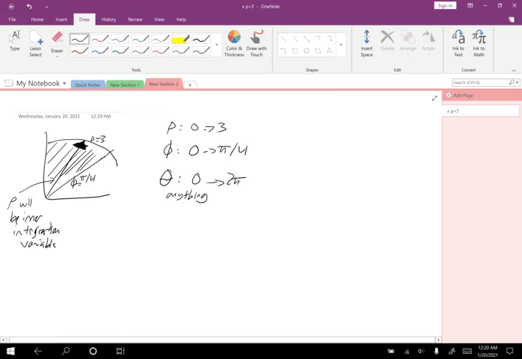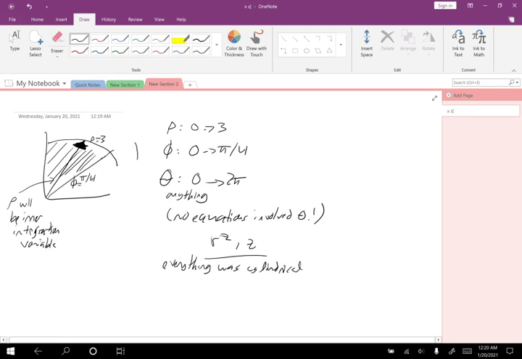0 to 2 pi, because no equations involved theta, right? It was just r, you had r squared and you had z's. So there was no theta. Everything is cylindrical. Okay, so this is our region E.